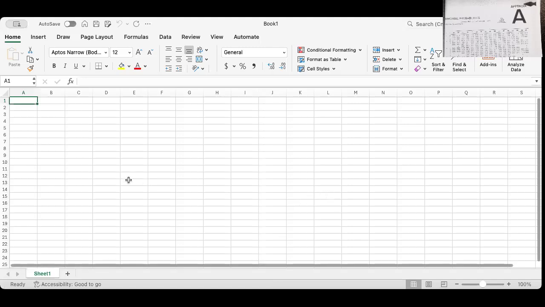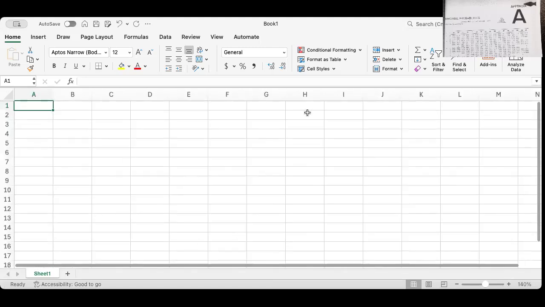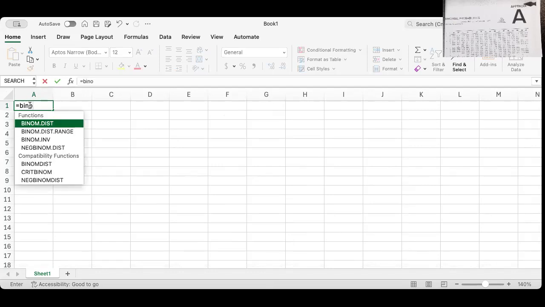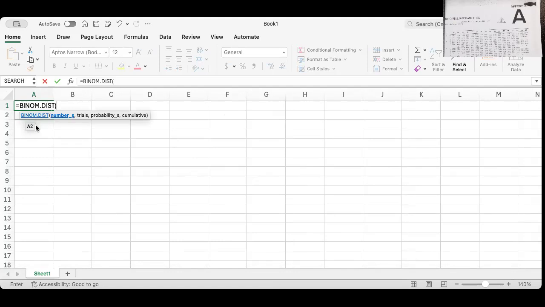So here is a blank Excel sheet. I want to do the binomial probability. So I'm going to write equals B-I-N-O. There it is, binomial distribution. That's exactly the thing I want, a binomial distribution. So I'm going to click on this one, and then it says, hey, look, number, number S. How many trials did we do?